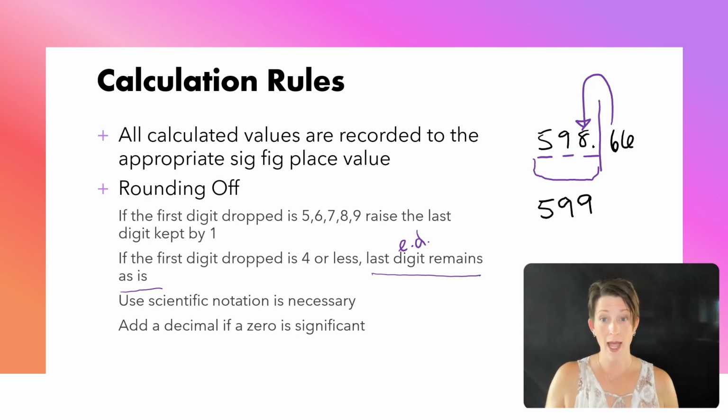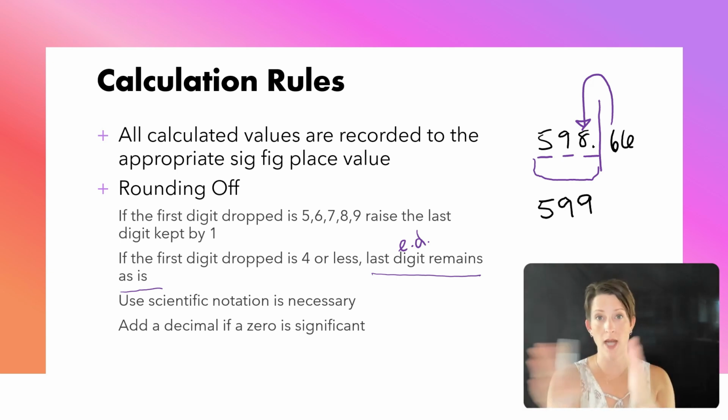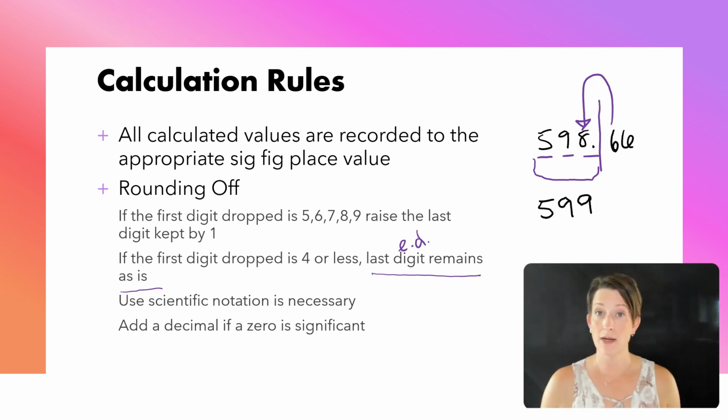Either way, we have that last estimated digit. Essentially, what we're doing is, in that gray zone, are we closer to the 8 or are we closer to the 9 within that rounding? Use scientific notation when necessary, especially if you have insignificant zeros and you need to have the appropriate number of sig figs. Add a decimal if you need to make a 0 significant. And it's really just good practice to always put a decimal if those digits are significant in the end.